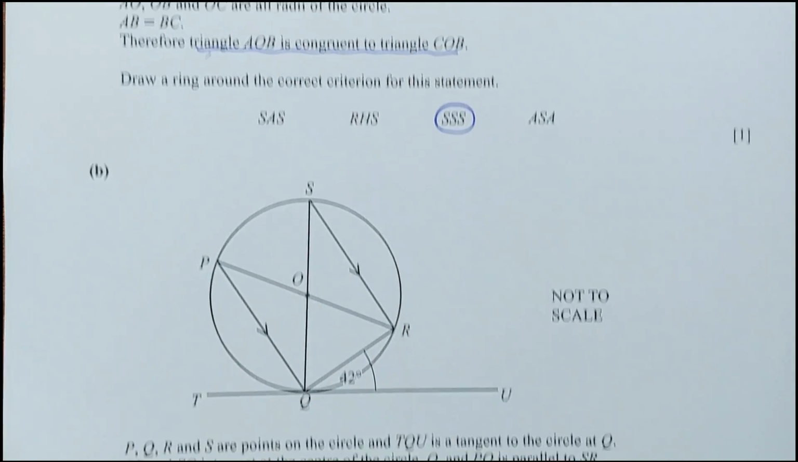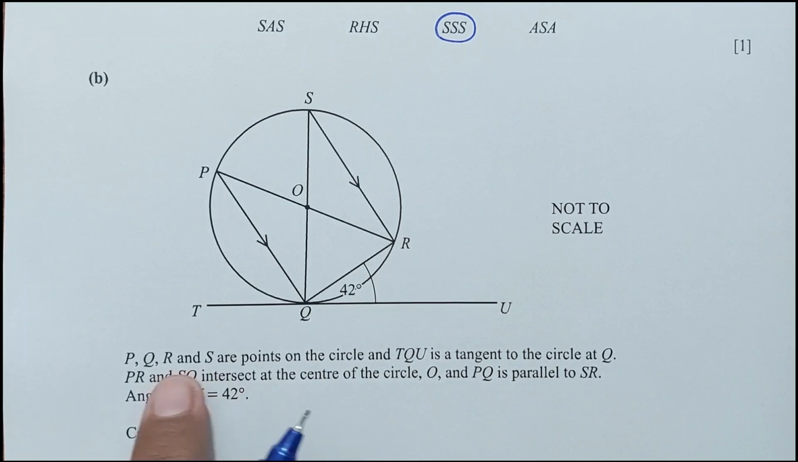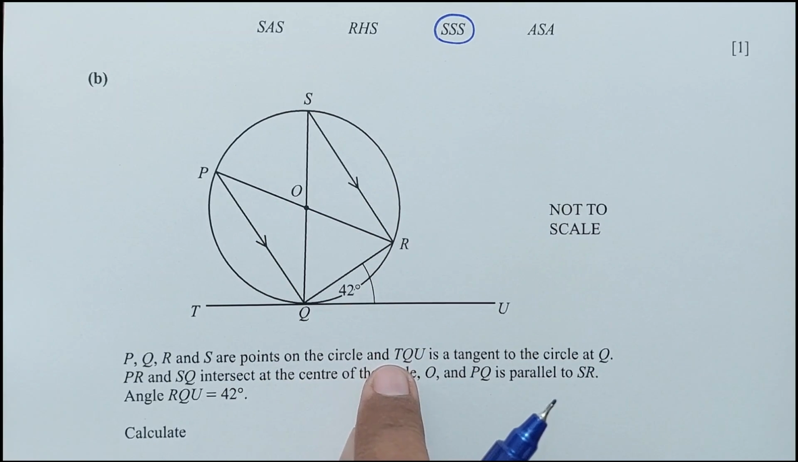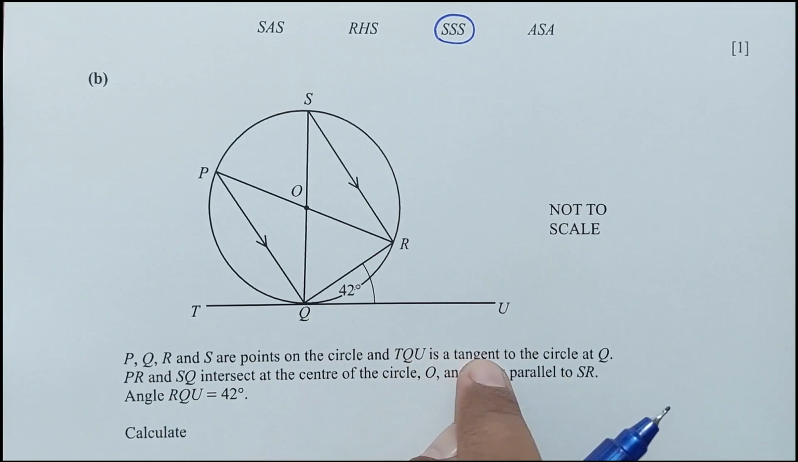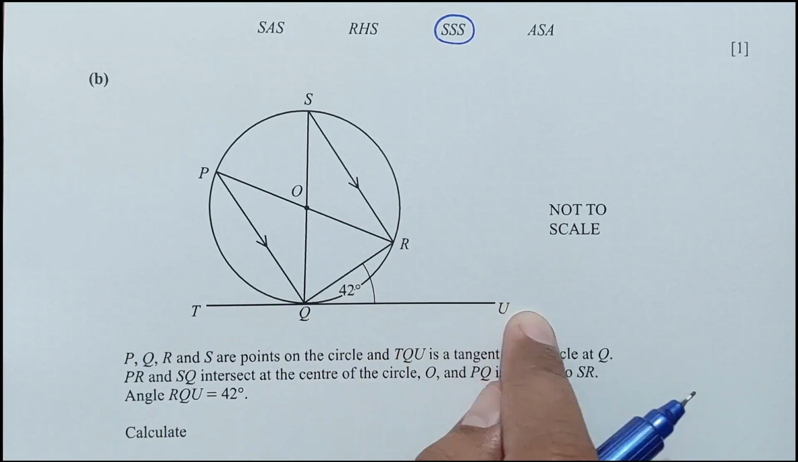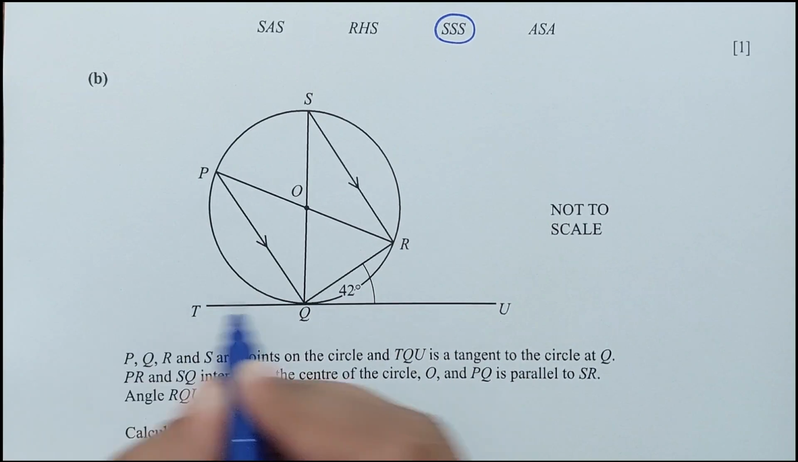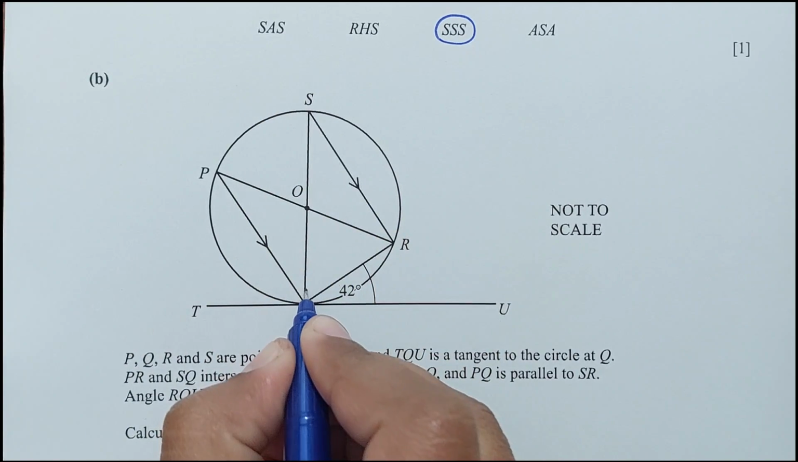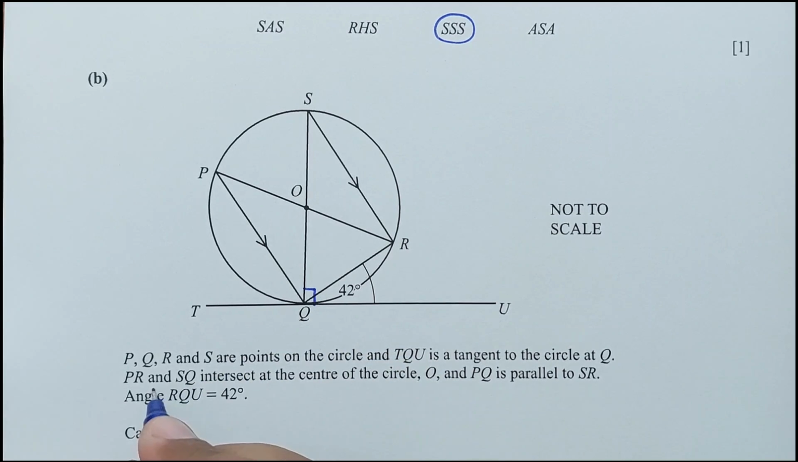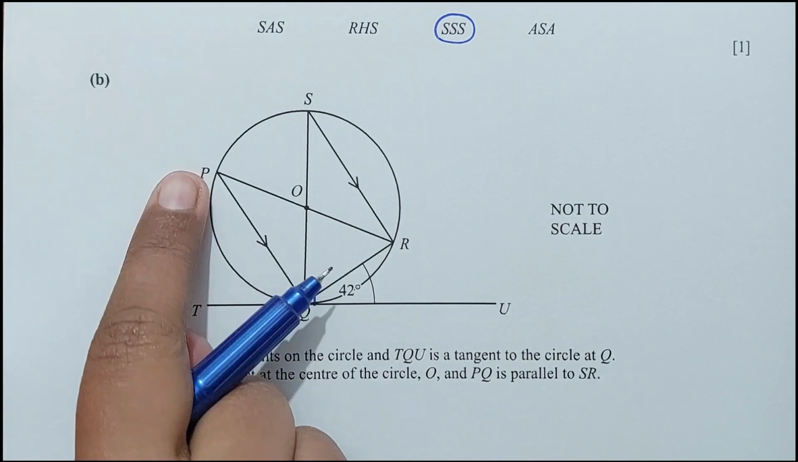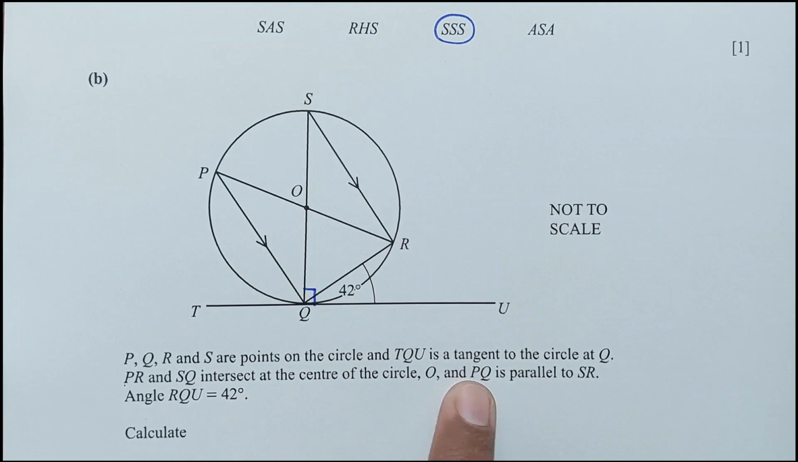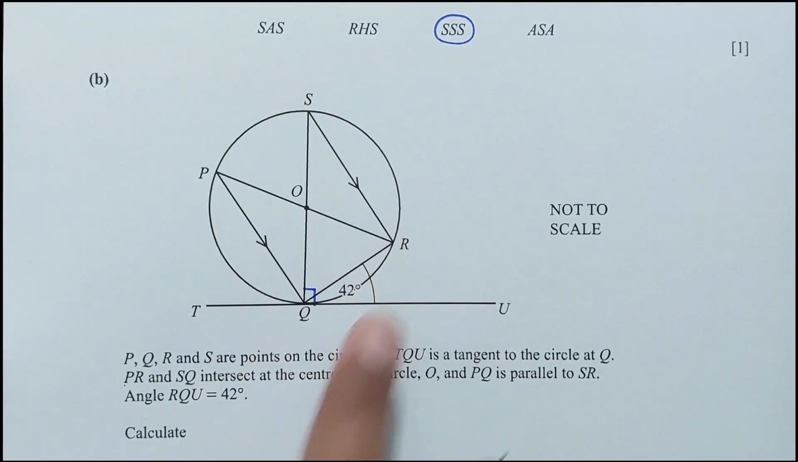Right. Now for part B, P, Q, R and S are points on a circle. TQU is tangent to the circle at Q. This line is tangent to the circle at Q. So we know that a tangent is always perpendicular to the diameter. So this is a right angle. P to R and S to Q intersect at the center of the circle O. PQ is parallel to SR, and angle RQU is 42 degrees, right?